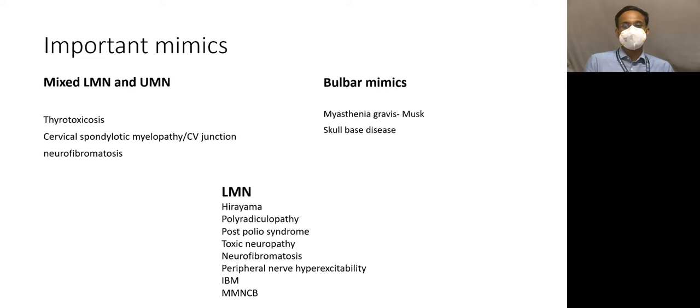Inclusion body myositis is a very important mimic, especially in neurology OPDs, where it is sometimes difficult to differentiate between the two. Muscle disorders generally have some selectivity. Some muscles are less involved and some muscles are more involved, and the presentation, the progression and electrophysiology help us in differentiating. And there are rare disorders like multifocal motor neuropathy with conduction block, where they come with progressive hand weakness.